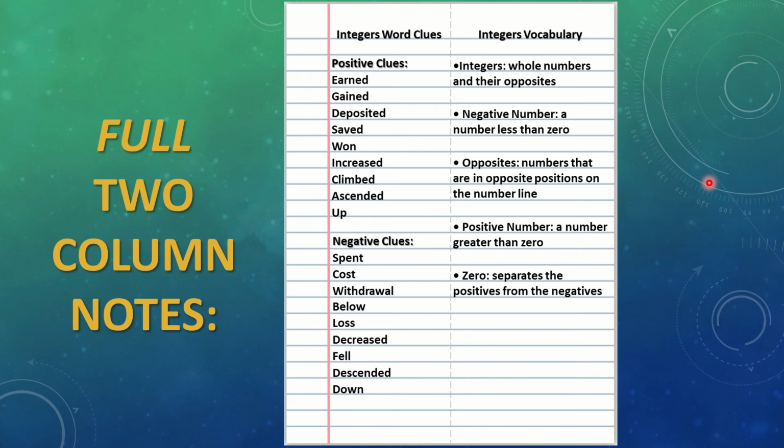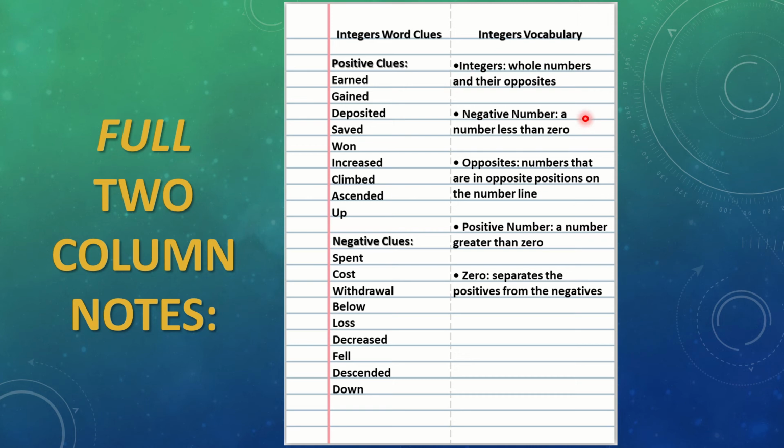Hello, so we are learning about integers, positive and negative numbers. And so we have some word clues and some integers vocabulary. Let's start with the vocabulary. An integer, those are whole numbers and their opposites. Whole numbers and their opposites.